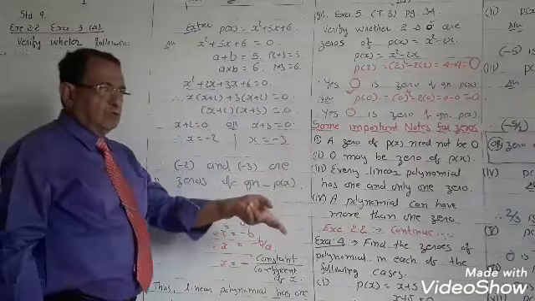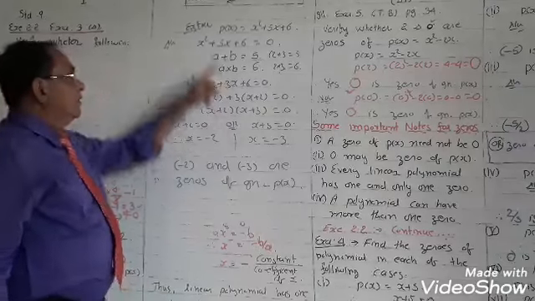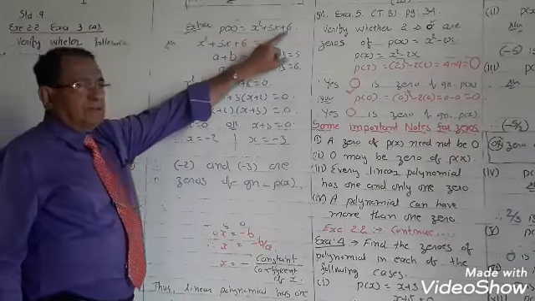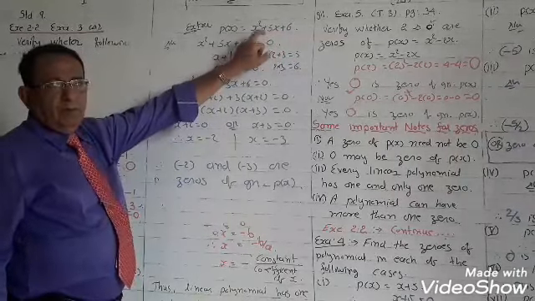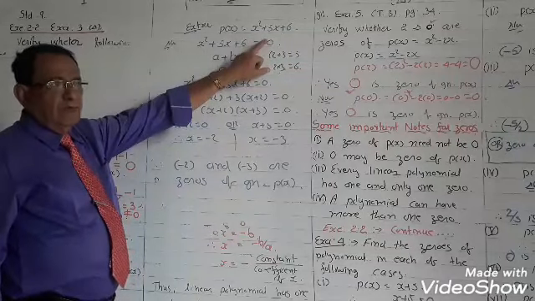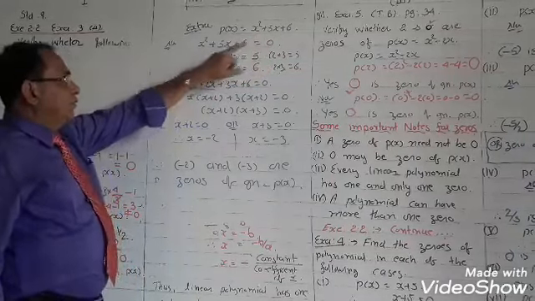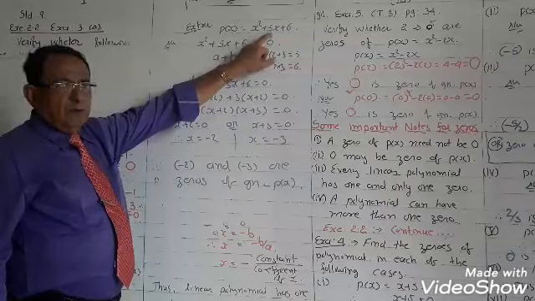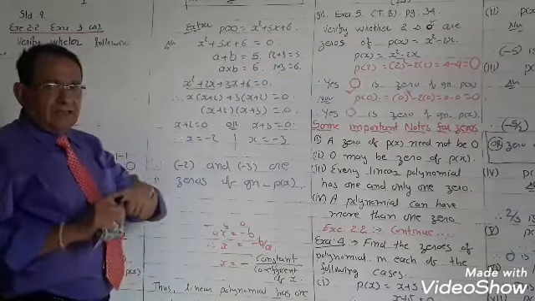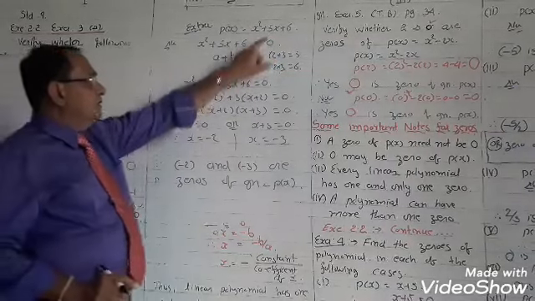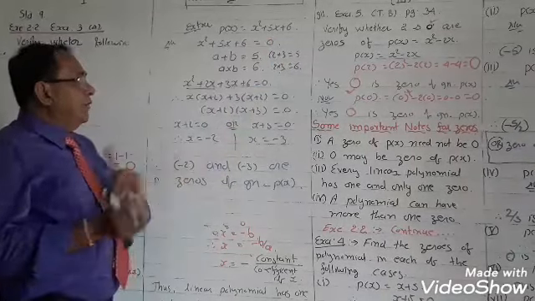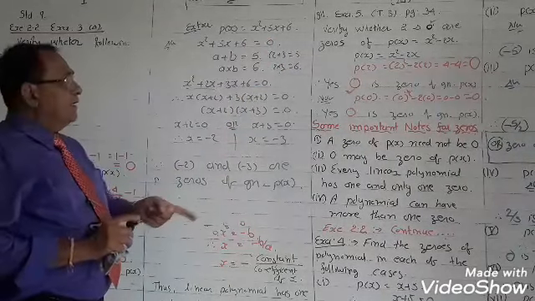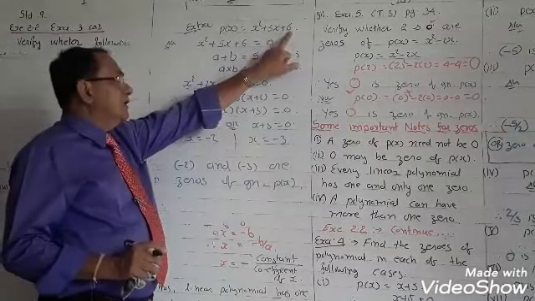Not more than 2. Okay. p(x) is equal to x square plus 5x plus 6. How do you factorize it? With the help of splitting the middle term. What is meant by that? Split the middle term in such a way that the sum of the parts is equal to the middle term and the product of the parts is your last term.